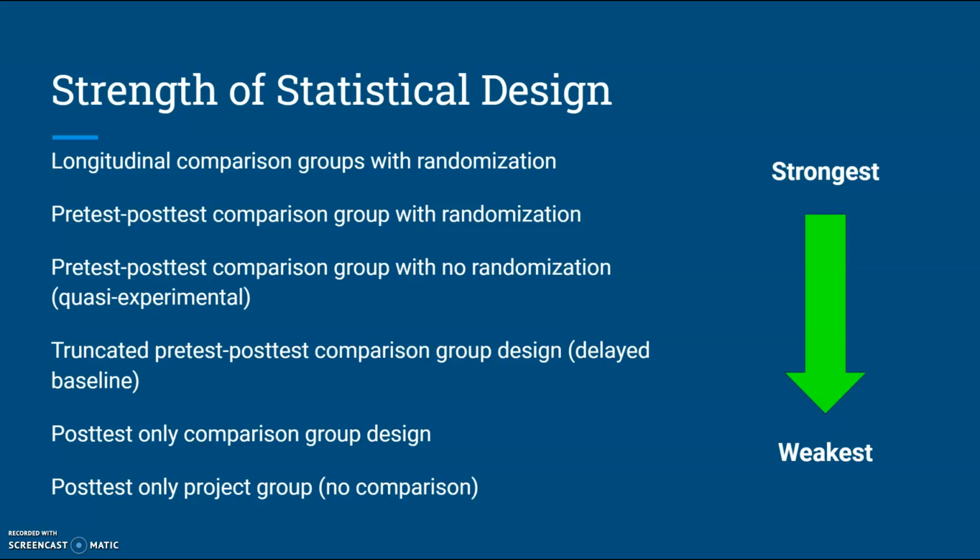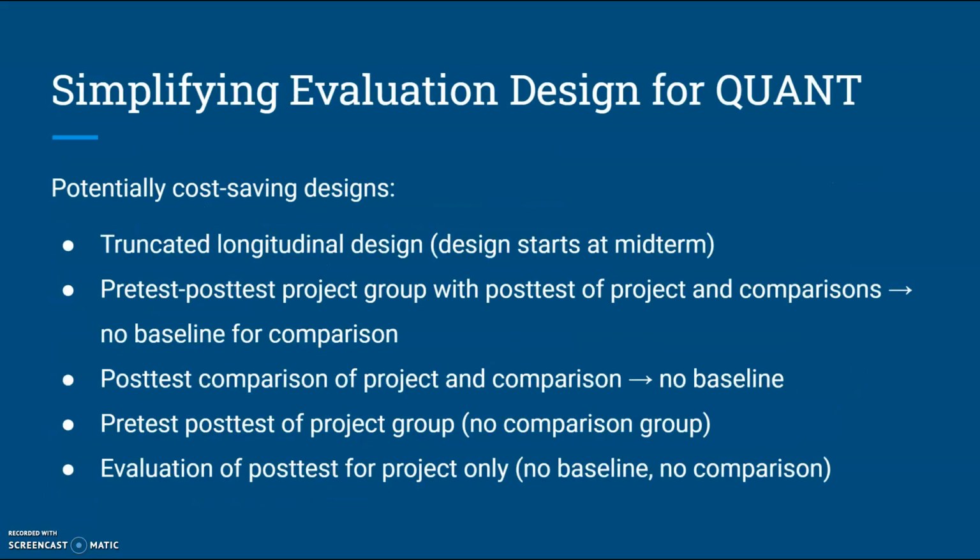Longitudinal randomized designs with project comparison groups are statistically strong but expensive. While post-test only project groups might save more, they are considered weaker in design, which could impact the validity of the evaluation as an end result. These are examples of simplified quantitative evaluations that result in potential cost savings.